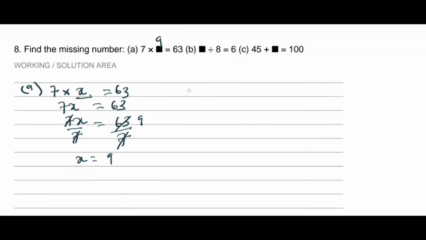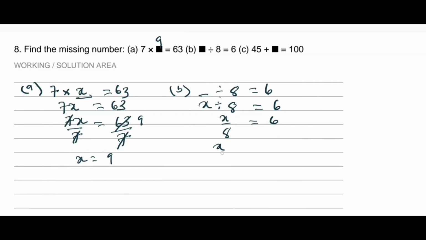Okay. B. A certain number divided by 8 is equal to 6. So, the same way, let the unknown number be called x. So, this is x divided by 8 is equal to 6. So, x divided by 8 can be written like this. Have you seen it? So, the same way, if you want to get rid of the 8, you multiply it by 8.